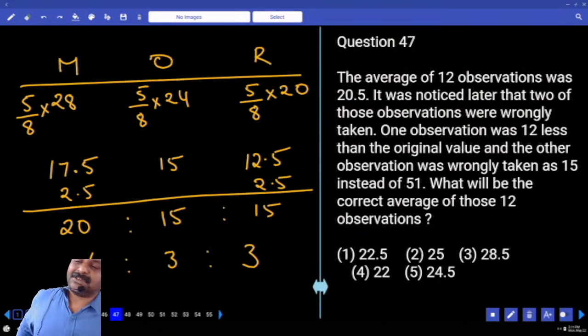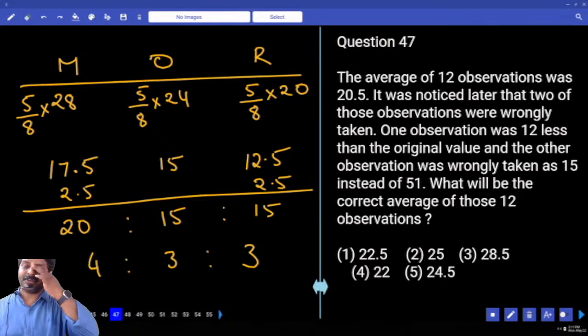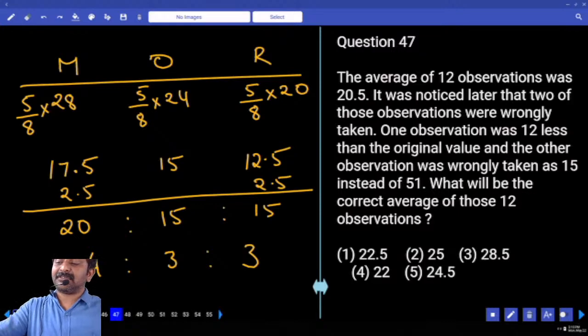The average of 12 observations was 20.5. It was noticed later that 2 of these observations were wrongly taken. One observation was 12 less than the original value. The other observation was wrongly taken as 15 instead of 51. What will be the correct average?